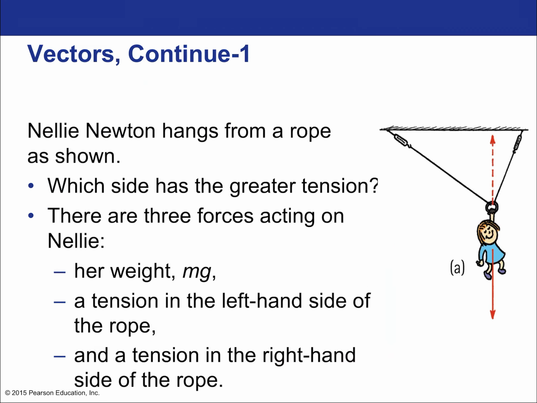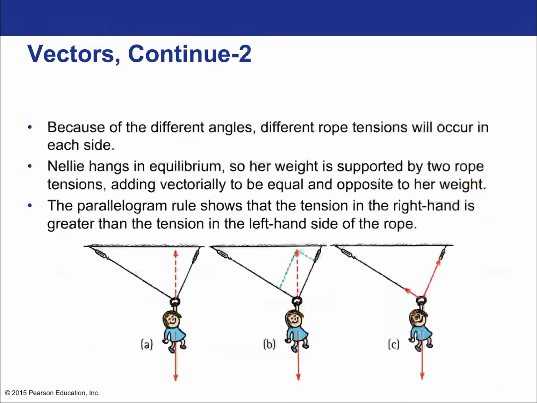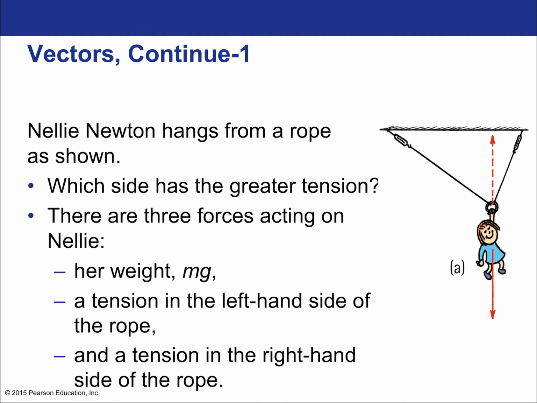All right. Nellie Newton hangs from a rope as shown. Which side has the greatest tension? There are 3 forces acting on Nellie. Her weight, which we call mg. More on that later when we talk about Newton's second law, but we can refer to her weight as mg. I know it probably seems kind of weird. Why do we call it mg? But it will become clear in the chapter on Newton's second law.